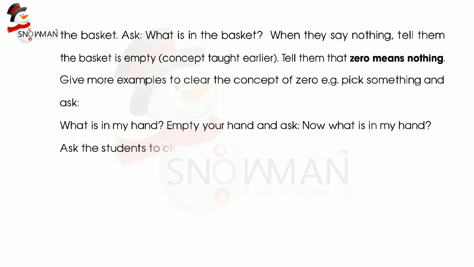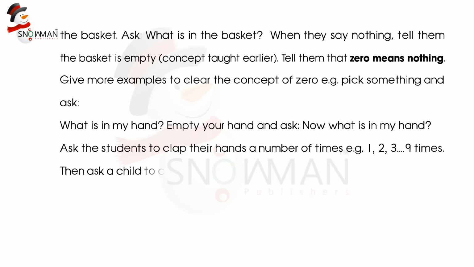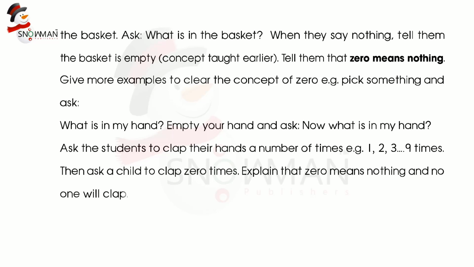Ask the students to clap their hands a number of times. For example, 1, 2, 3, 4, and so on up to 9 times. Then ask the children to clap 0 times. Explain that 0 means nothing and no one will clap.